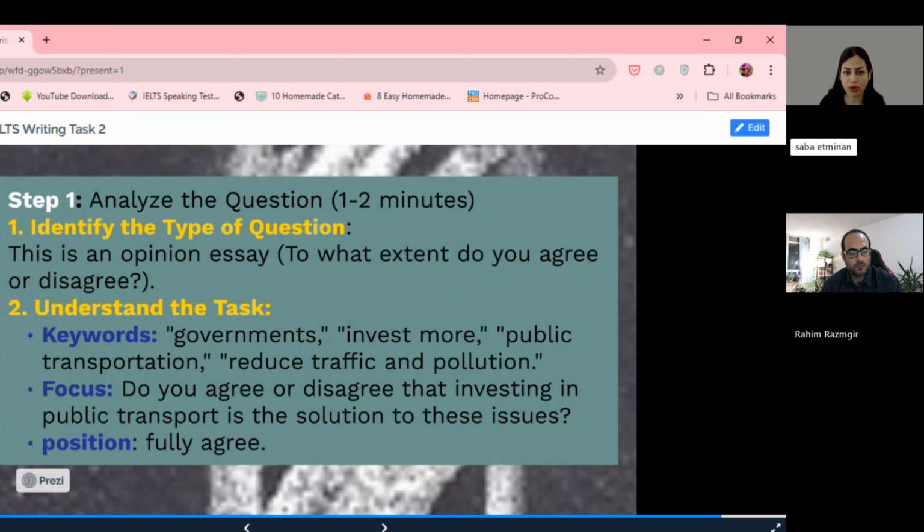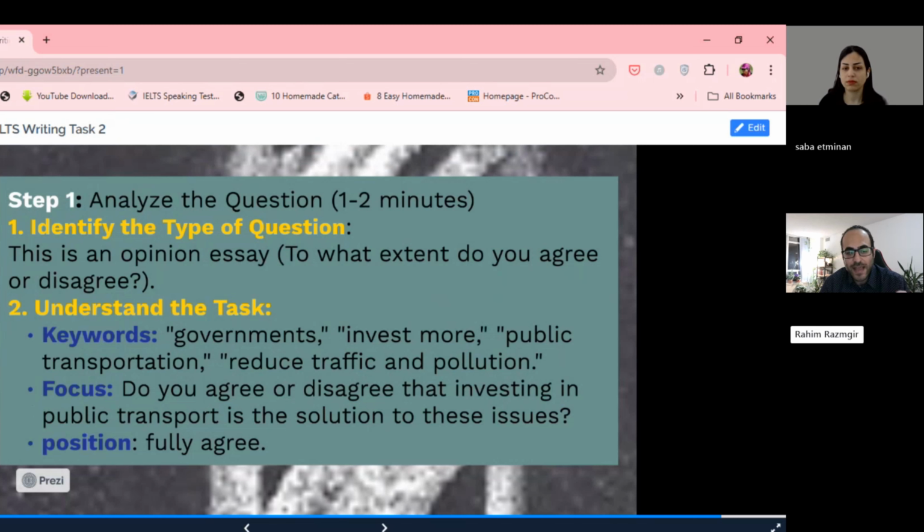And then we should focus on, do we agree or disagree that investing in public transport is the solution to these issues? We choose our position. The position here is fully agree, which means we completely agree with this idea. So just before we continue to the next slide, here there is a really important point: the focus part, the second bullet point in understanding the task.